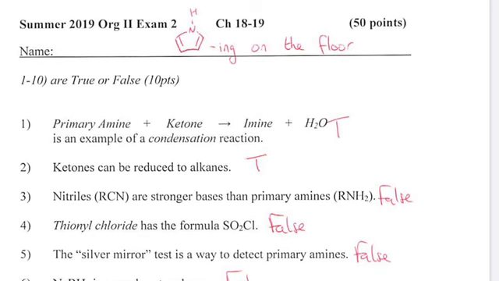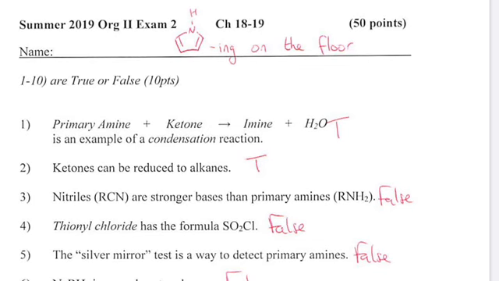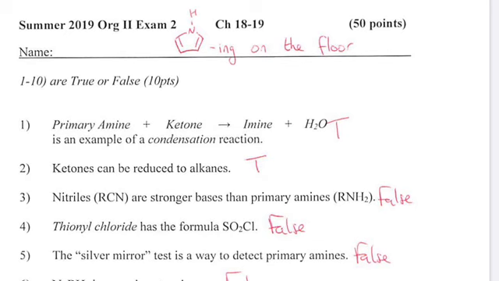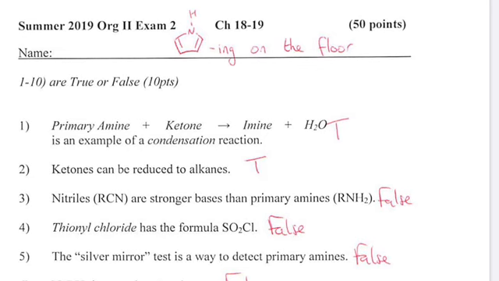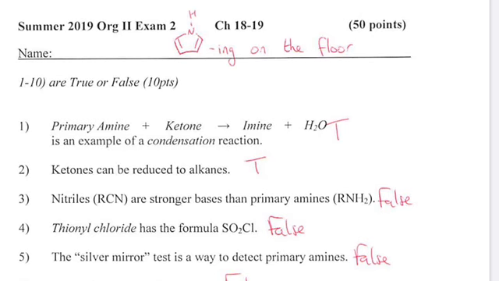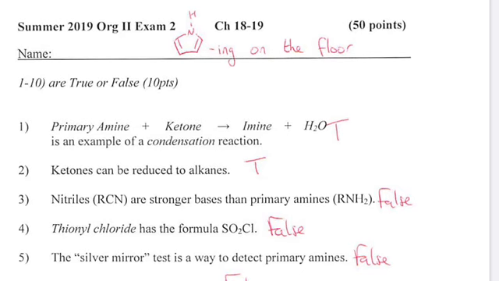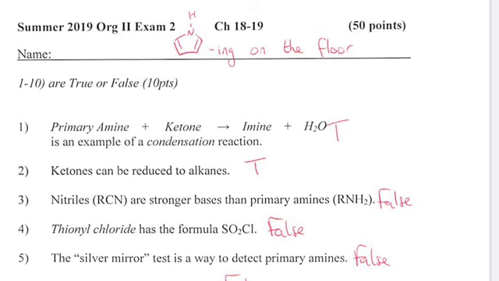If you know that's true because it's a condensation reaction, you have to know the definition. Because what if I said that transformation is a substitution, or that transformation is an elimination? That's really a question testing your knowledge of classes of reactions. Question 2: ketones can be reduced to alkanes. These functional group interconversion questions are now easy because you can just look at your summary chart. At the bottom of your chapter 18 is reduction. In fact, that's a deoxygenation.